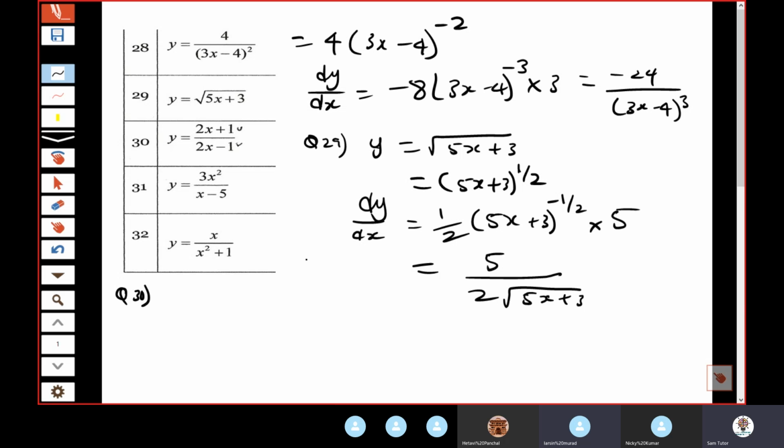Question. Yeah, go ahead. I still don't get why you wrote the 2. What do you mean? Like 5 over 2 root of 5x plus 3. Yeah, but that 2 has to be there. What would you do with the 2 otherwise? It would have been with a 5 when you times it. Yeah, but that is 5. What's 5 times a half? 5 over 2. There it is.